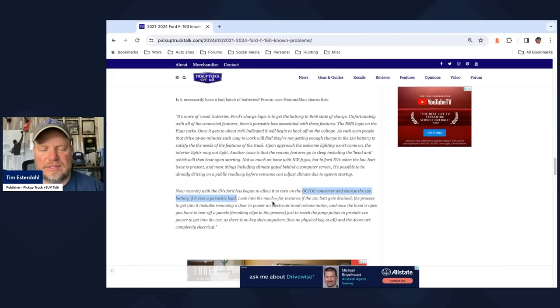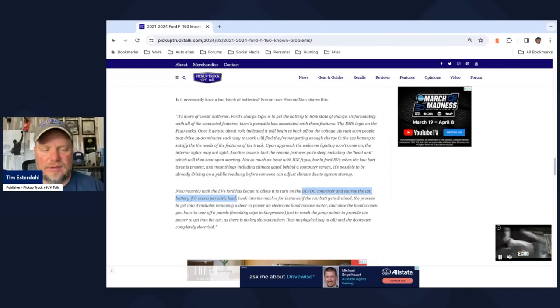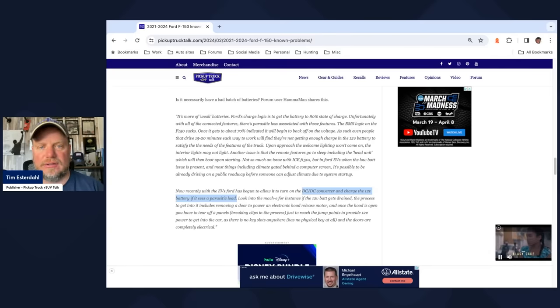Look at the Mach-E, for instance. If the 12-volt battery gets drained, the process to get into it includes removing a door to power the electronic hood release motor. Once the hood is open, you have to tear off two panels, including the retaining clips in the process, just to reach the jump points to provide 12-volt power to the car. There's no key slots anywhere, no physical key at all, and all the doors are completely electrical.